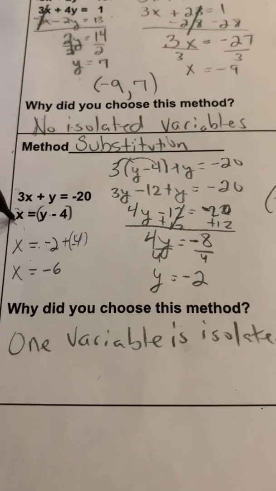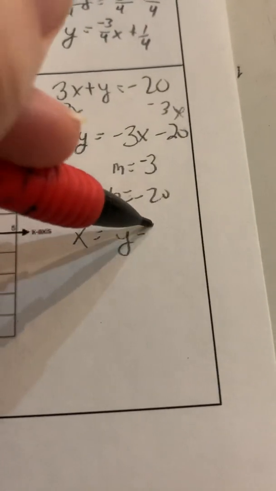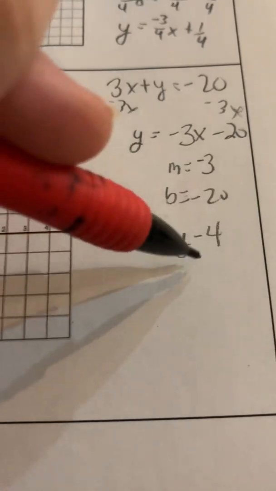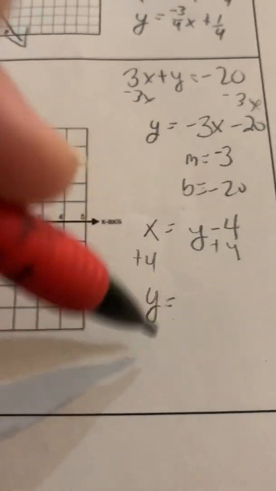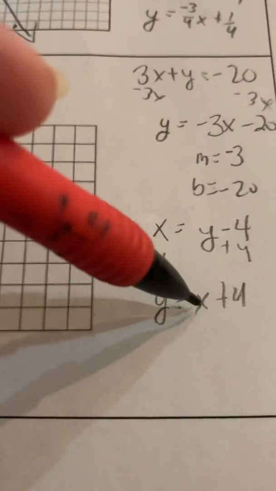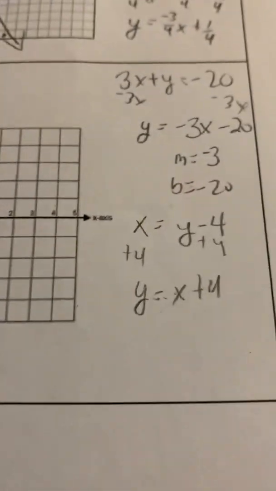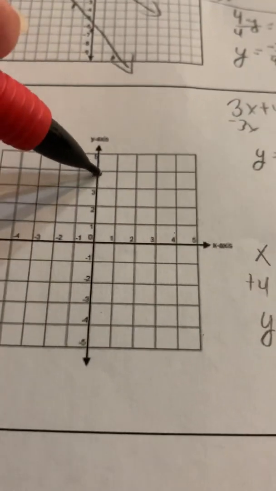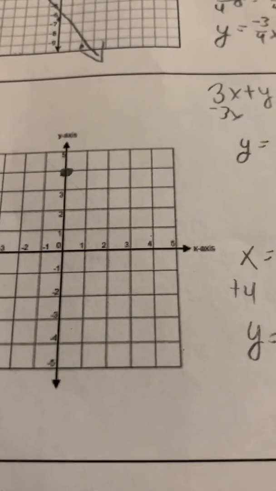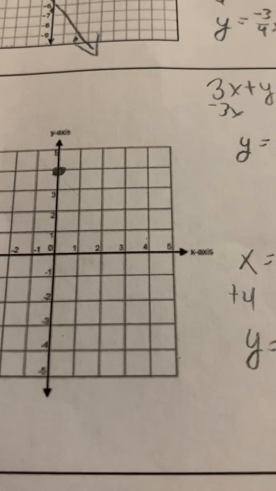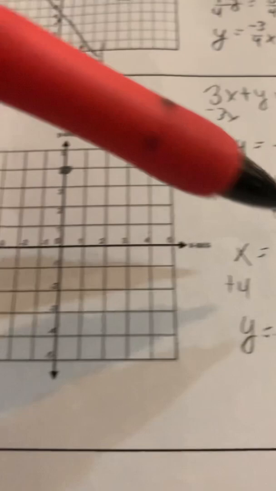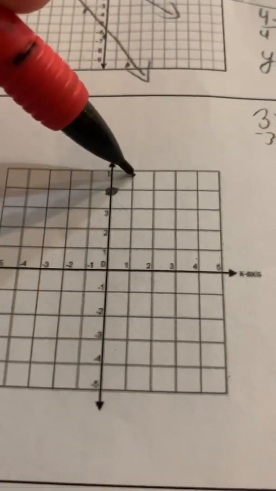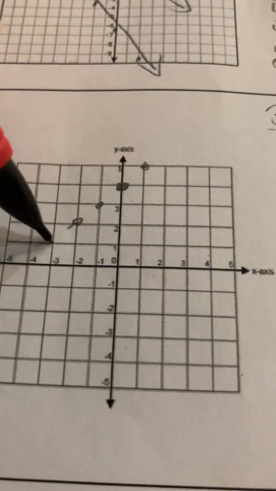And then the next one is x equals y minus 4. So if I was going to isolate it, I would simply add 4 to both sides. So now I basically have y equals x plus 4. This one I can graph. My y-intercept is 4, and my slope is positive 1. So it's going to go through the diagonals.